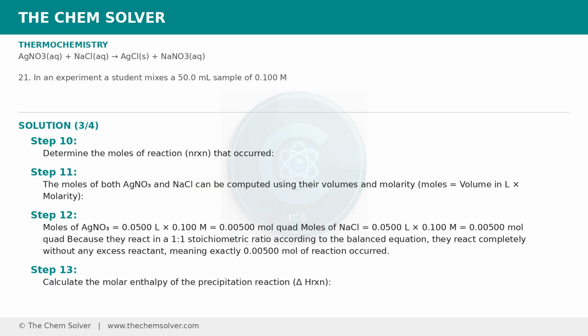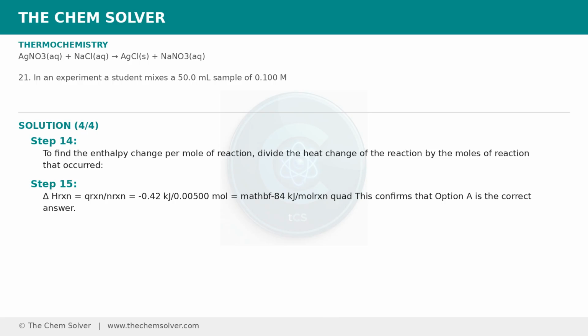Calculate the molar enthalpy of the precipitation reaction, delta HRXN. To find the enthalpy change per mole of reaction, divide the heat change of the reaction by the moles of reaction that occurred. Delta HRXN equals QRXN over NRXN equals minus 0.42 kilojoules over 0.00500 moles equals minus 84 kilojoules per mole of reaction.